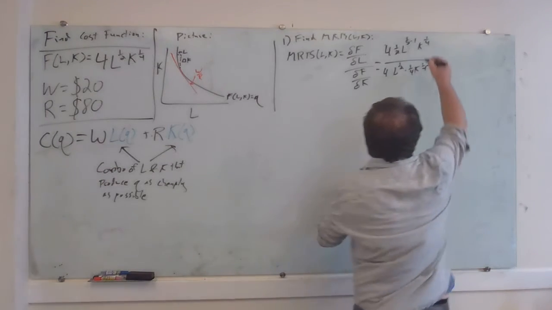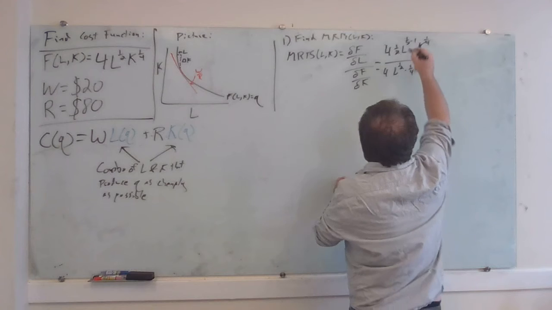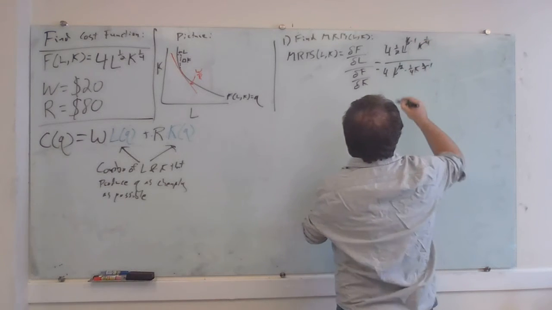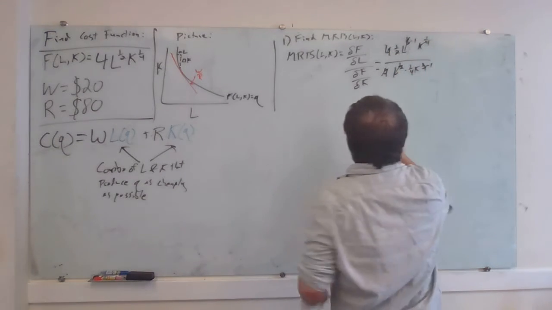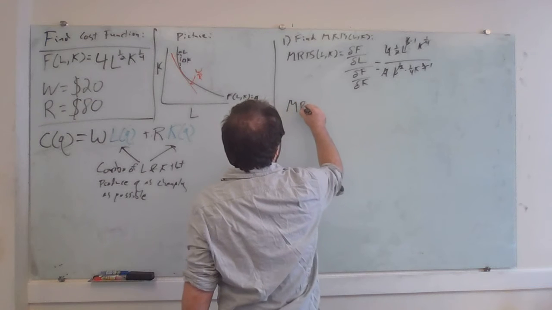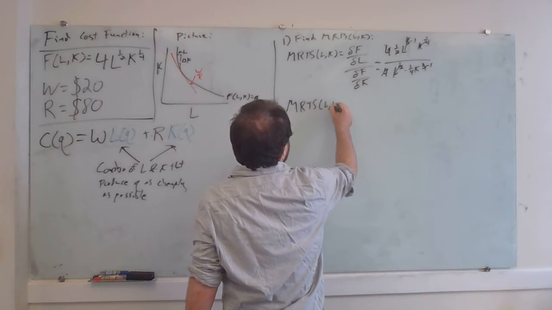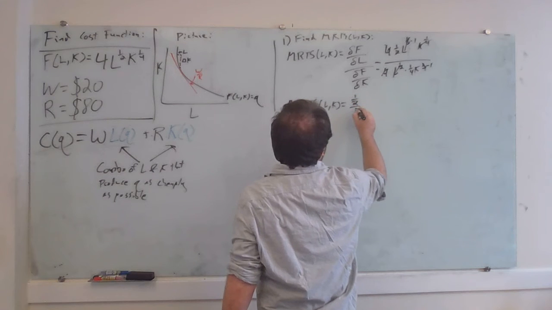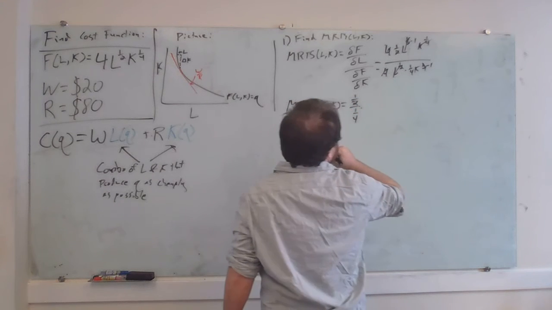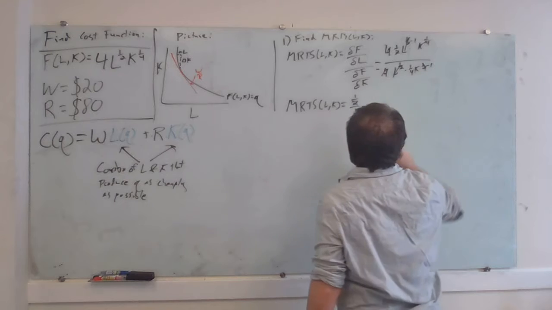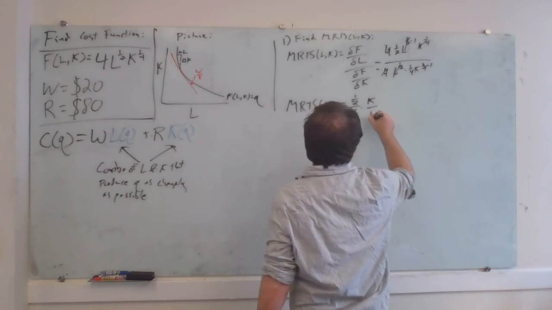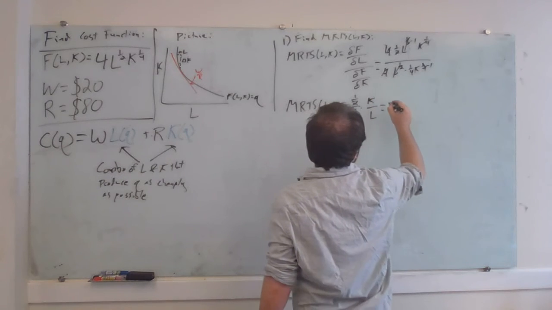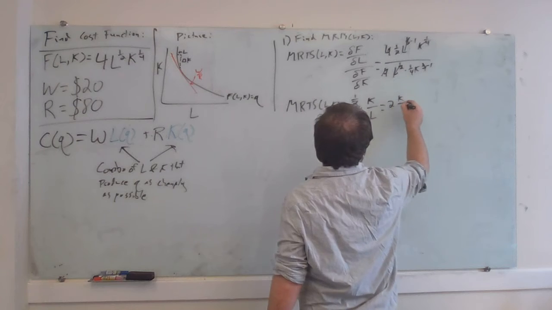Well, we say that K to the 1/4 divided by K to the 1/4 cancels out. L to the 1/2 divided by L to the 1/2 cancels out. 4 and 4 cancel out. Right? So what we're left with is an MRTS that's going to be 1/2 over 1/4 times L to the minus 1 over K to the minus 1, so that's K over L. Right? 1/2 over 1/4 is 2, so 2 times K over L.